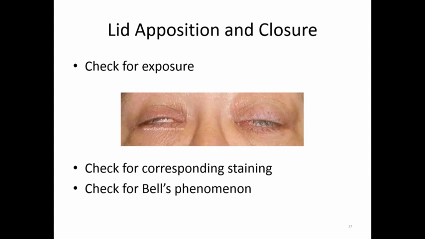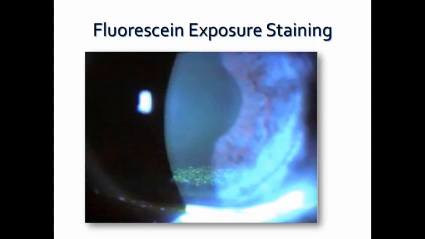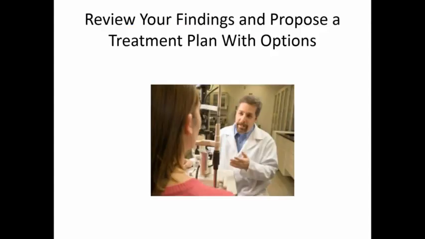It's important to check for corresponding staining, but probably even more important to check for the Bell's phenomenon. And Bell's phenomenon is the eyes rolling up and out on forced closure. Basically grab the lids and have the patient attempt to close their eyes as forcibly as possible. And if the eyes don't roll out and they have that staining pattern, that needs to be addressed, which we'll talk about in a minute.